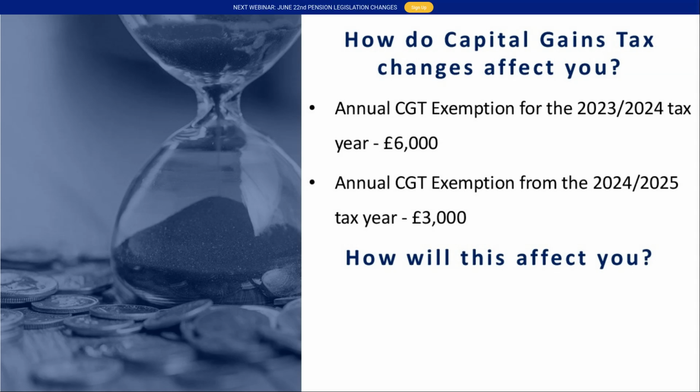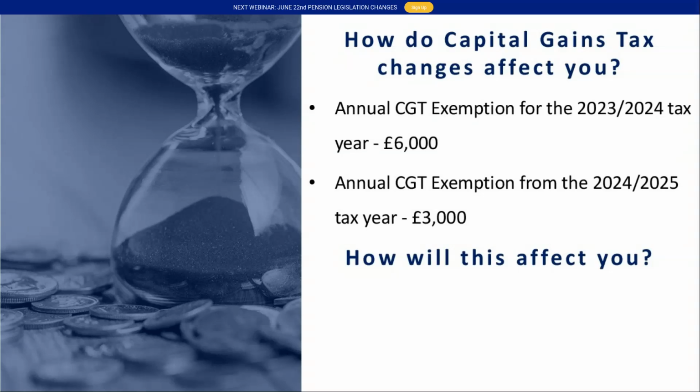How do capital gains tax changes affect you? So I've touched on this already. The annual CGT exemption for this year is down to £6,000. Last year, it was at £12,300. And next year, it is going to go down again to £3,000. So how will this affect you?